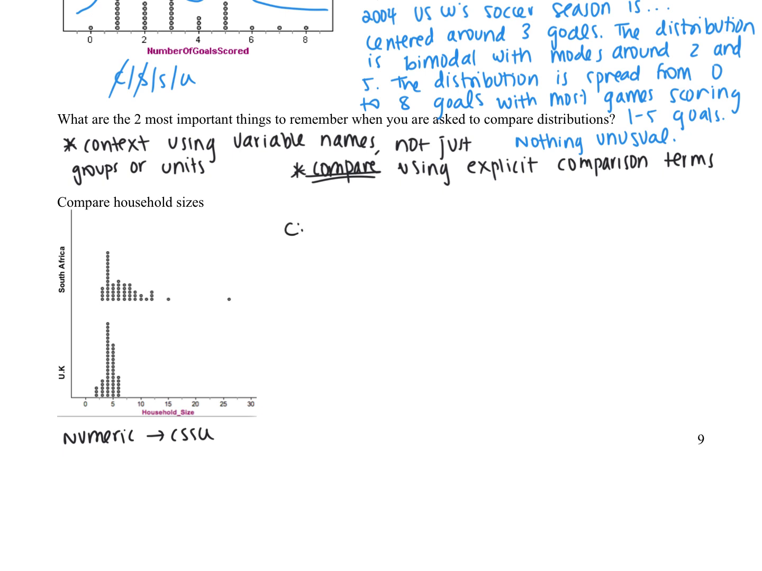So for center, above we guessed the centers. In this case, the center in South Africa is about 7. The center in the UK is about 5. You don't even need that. You don't need any numbers. All you have to do is compare. Which center is higher? South Africa. Yeah, center's about here. That's all you need. You don't need numbers.